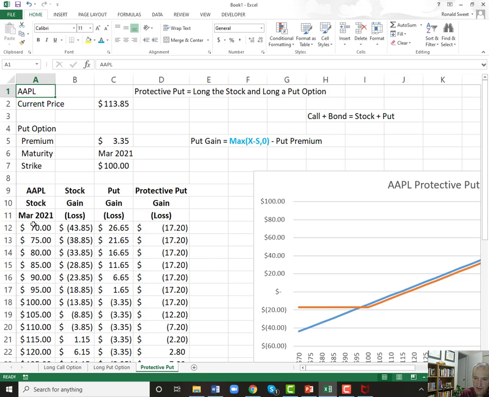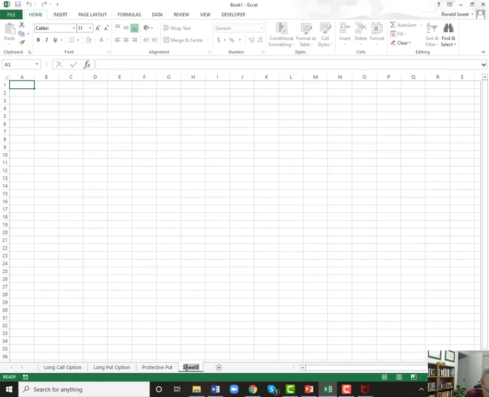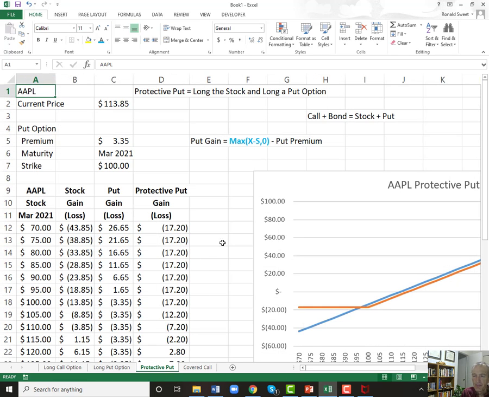Very common strategy. The next strategy I want to do is a covered call. Before I do that, let's go back and look at what we're doing here. So let's just do the 110 example. Let's say it ends at 110. So you buy the stock and now it's trading at 110.